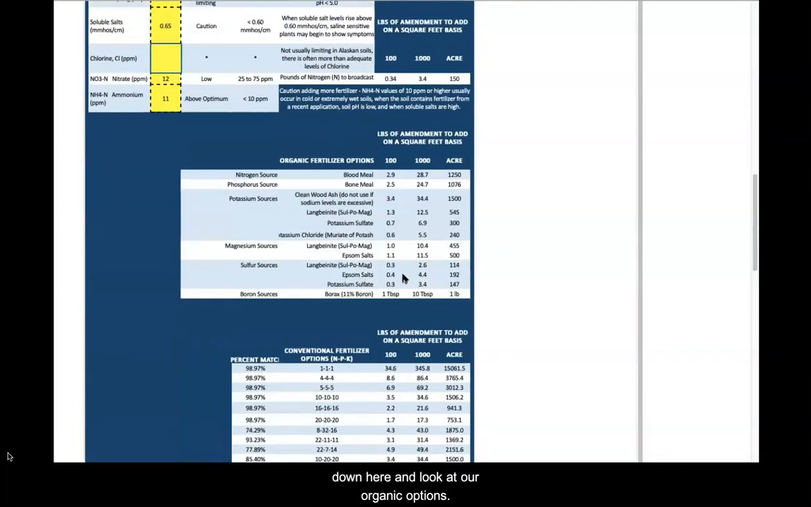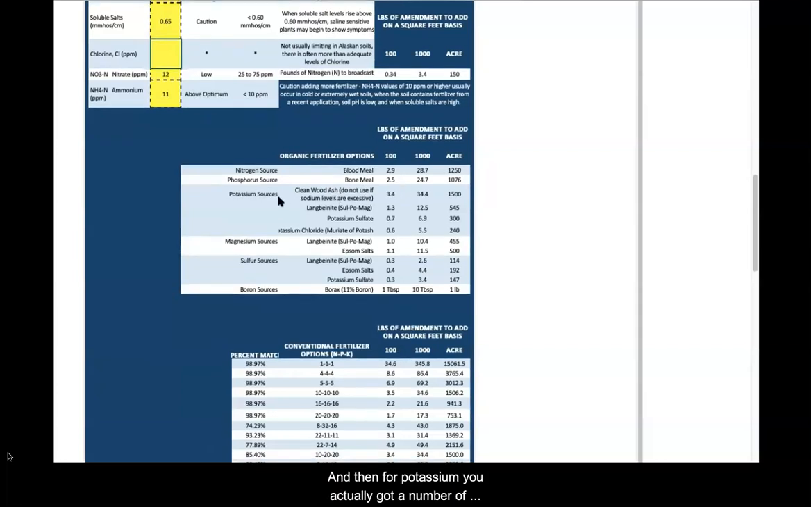Going down here, looking at your organic options, you could choose blood meal to meet your nitrogen needs, and here it would be 2.9 pounds per 100 square feet. You could use bone meal to meet your phosphorus needs, and that would be at a rate of 2.5 pounds per 100 square feet. And then for potassium, you've actually got a number of choices. You could use wood ash, you could use langbeinite, which is also that Sul-Po-Mag or K-Mag. You could use potassium sulfate, or you could use potassium chloride, which is muriate of potash.